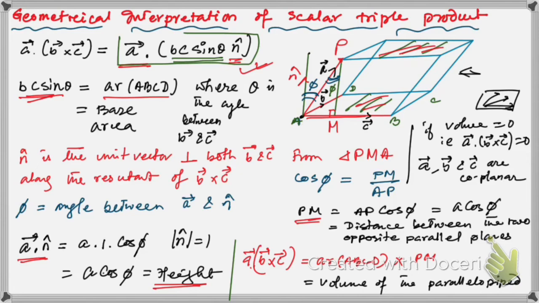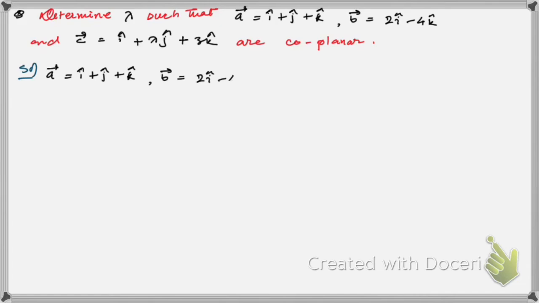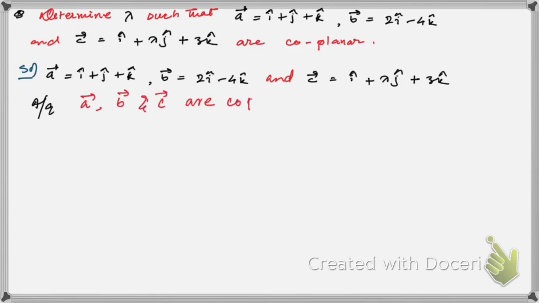So now, here you see, let me take a question. Determine lambda such that these three vectors, A vector is this, B vector is this, and this is the C vector, are coplanar. So let me rewrite the given vectors. These are the three vectors given. If these vectors are coplanar, then this must be equal to 0, right? Scalar triple product of these three vectors must be 0.